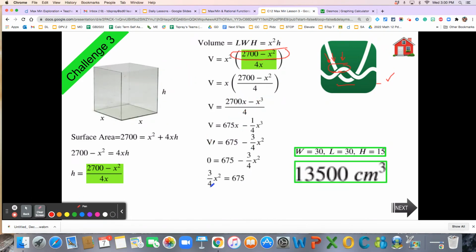And we're going to rearrange. I'm going to multiply by 4, divide by 3. So I'm going to have x squared equals 900 and x equals plus or minus 30. And of course, a negative value makes no sense. I can take this 30 and put it back into this equation here to find the other values.